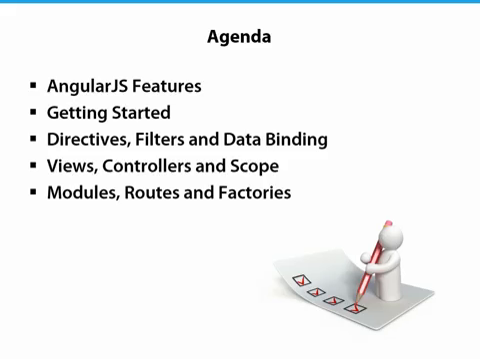It's not just a library that does maybe one or two things. It actually can do a lot of different things. Once we get through the directives, filters, and data binding, we're going to talk about views, controllers, and scope. And then we'll wrap up with modules, and we'll talk about how all this other stuff fits into modules. And then we'll get into some SPA concepts like routes and even factories for sharing data and reusing data.